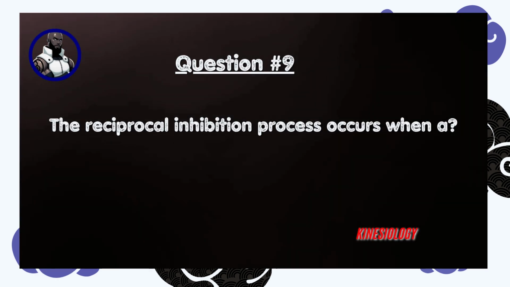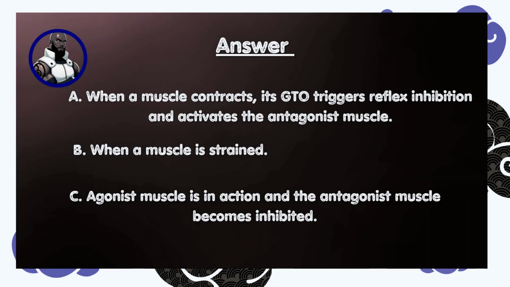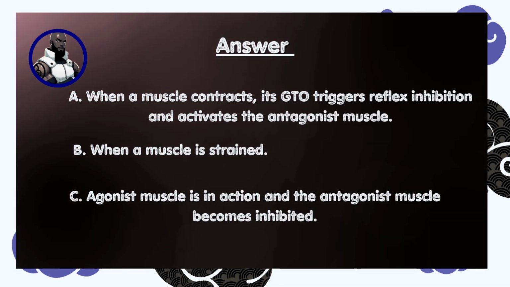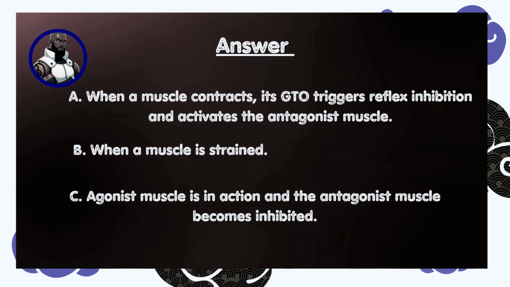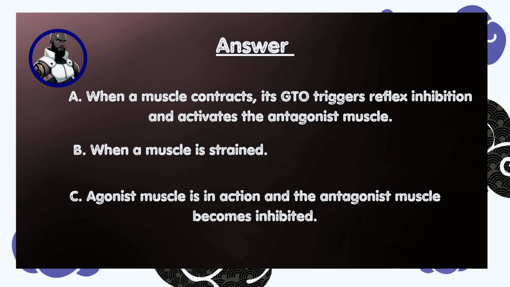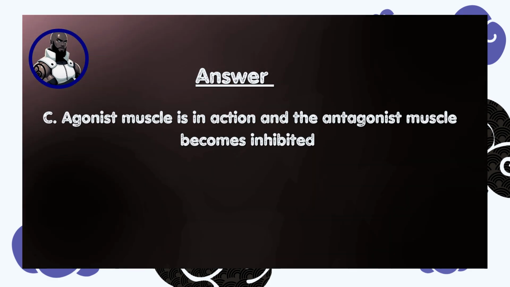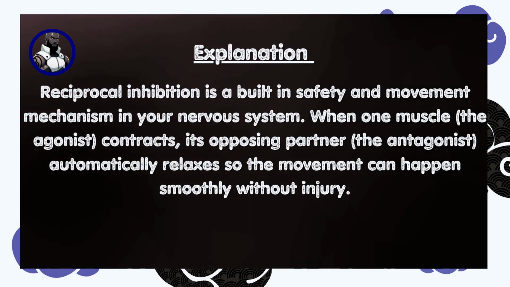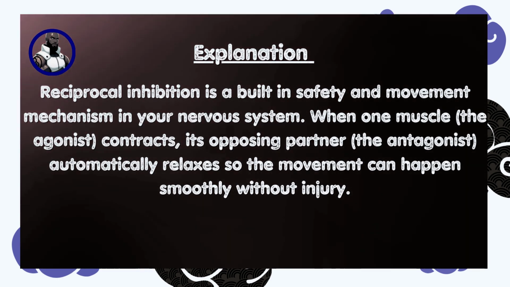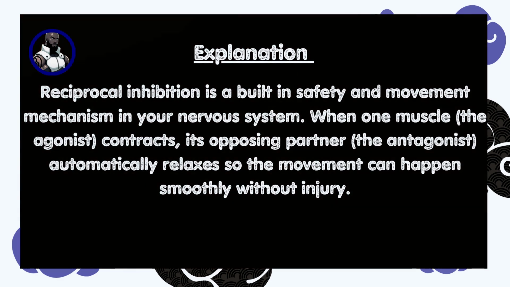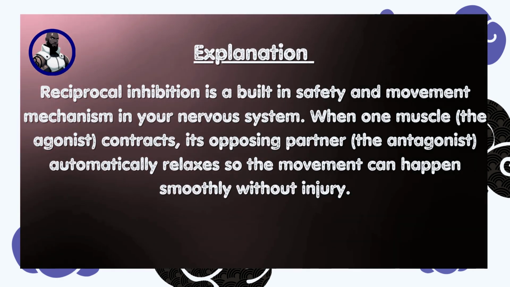Question number 9. The reciprocal inhibition process occurs when: A. A muscle contracts, its GTO triggers reflex inhibition and activates the antagonist muscle. B. When a muscle is strained. C. Agonist muscle is in action and the antagonist muscle becomes inhibited. The answer is C. Explanation: Reciprocal inhibition is a built-in safety and movement mechanism in your nervous system. When one muscle, the agonist, contracts, its opposing partner, the antagonist, automatically relaxes, so the movement can happen smoothly without injury.